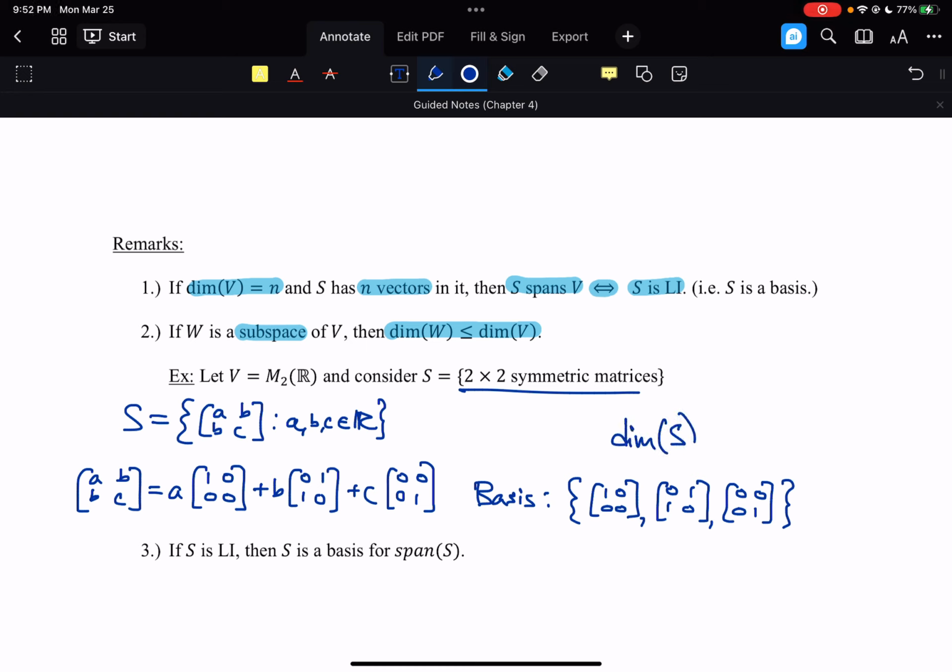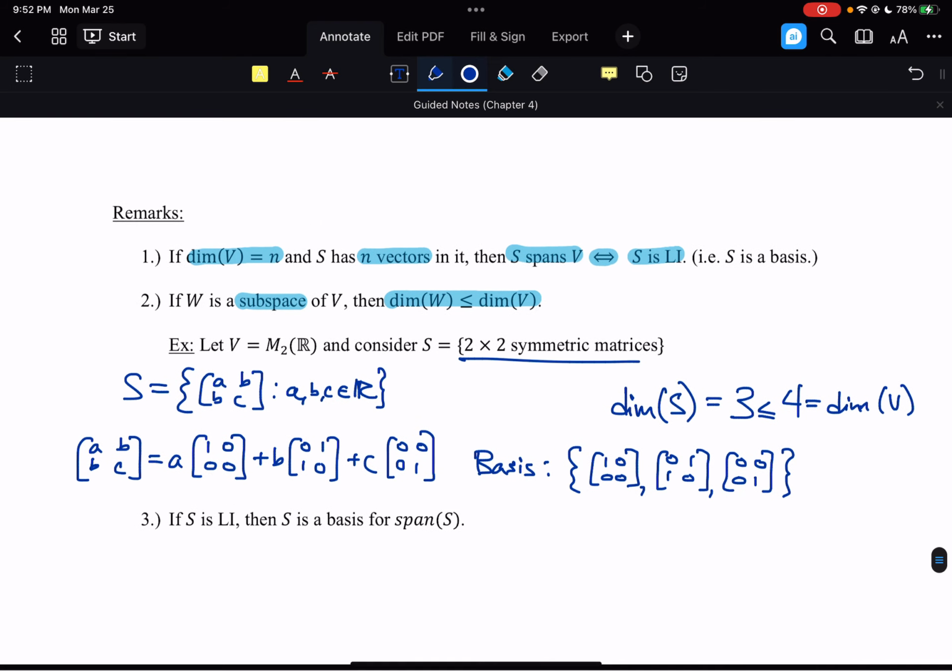So the dimension of S is 3, but the dimension of M2 is 4. So we do have the dimension of the subspace being less than or equal to the dimension of the vector space. So that does satisfy it.